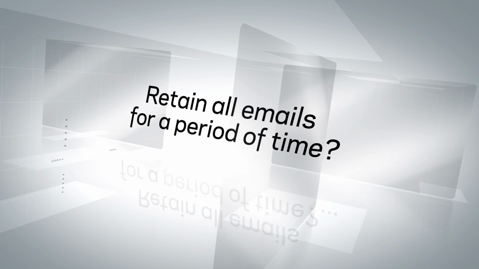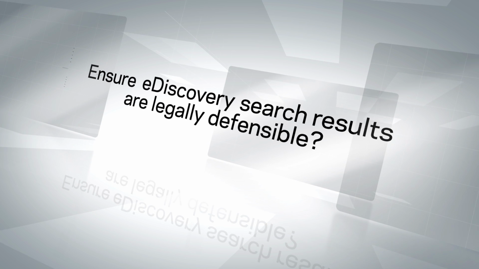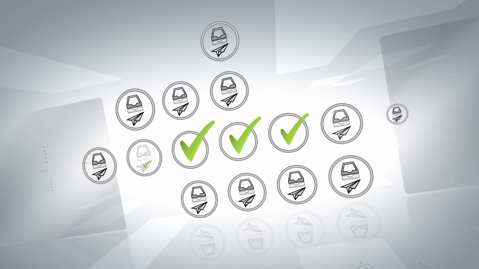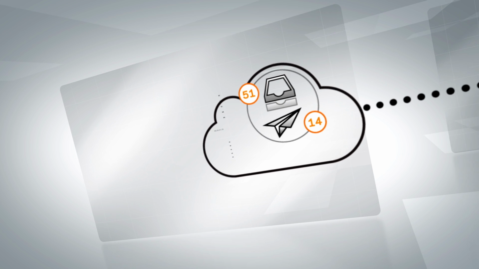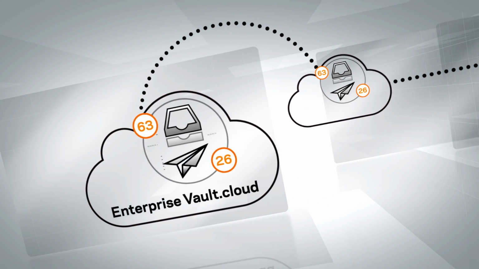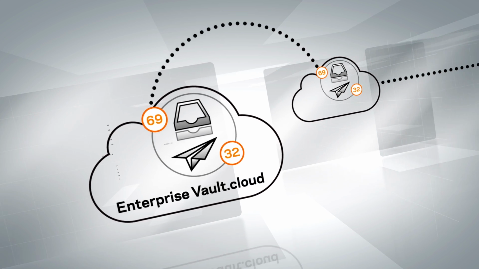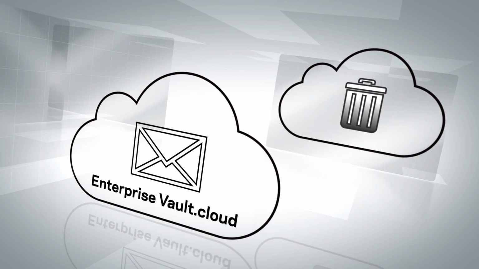Need to retain all emails for a period of time and ensure e-discovery search results are complete and legally defensible? Enterprise Vault.cloud eliminates Office 365's requirement to place all mailboxes on legal hold and automates and simplifies the retention process by journaling an immutable copy of all email to a secure, independent cloud archive. Even if a user deletes a message, there's always a copy stored in the archive according to your retention policies.